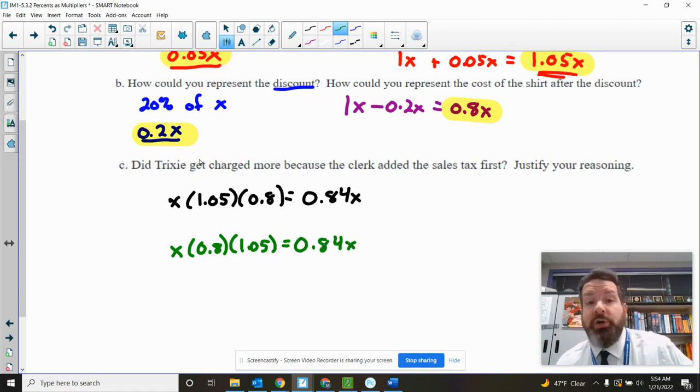So did Trixie get charged more? No. When it comes to adding a tax and providing a discount, because they can both be viewed as multipliers, and because the order of multiplying makes no difference, you're going to end up in the same spot, regardless of which order you do things in.